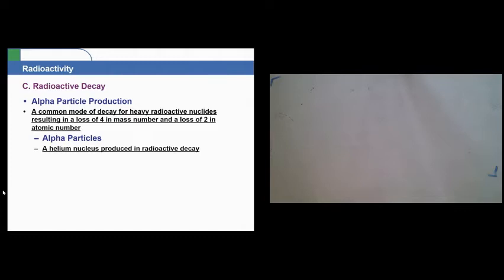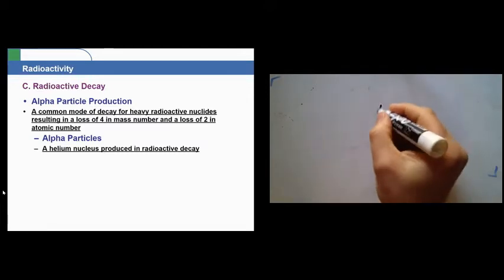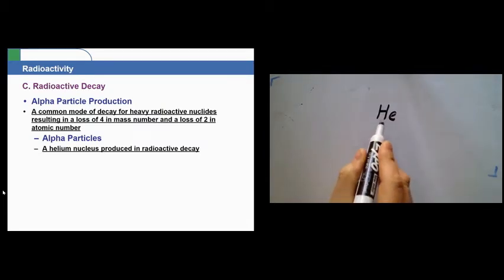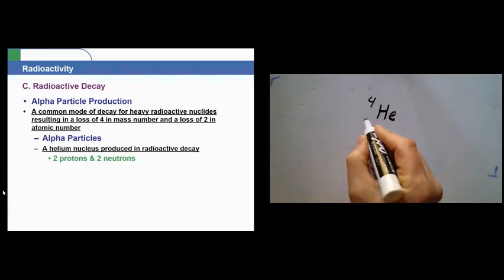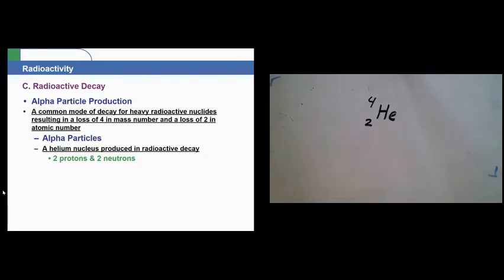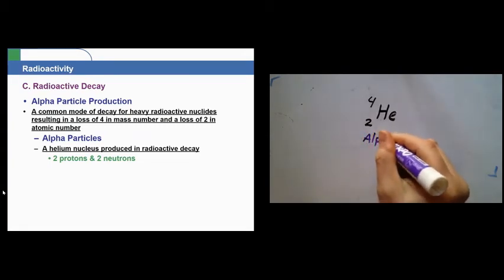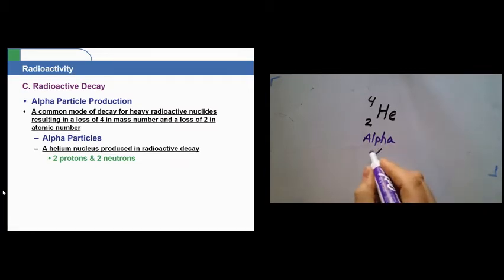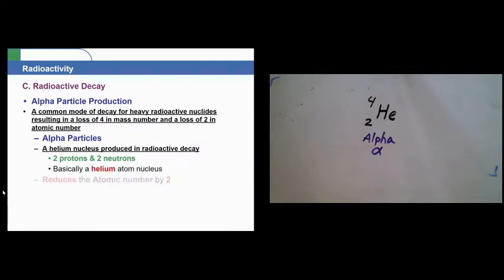Now, an alpha particle is a helium nucleus produced in radioactive decay. The symbol for helium is He. Since it has 2 protons and 2 neutrons, we add those up and we have a mass number of 4. And since there's 2 protons, an atomic number of 2. If you're just talking about radioactivity, this would be an alpha particle. Just so you guys know, the symbol for alpha sometimes looks like a fat little fishy symbol. It's the Greek letter alpha. So basically, it's a helium atom nucleus.